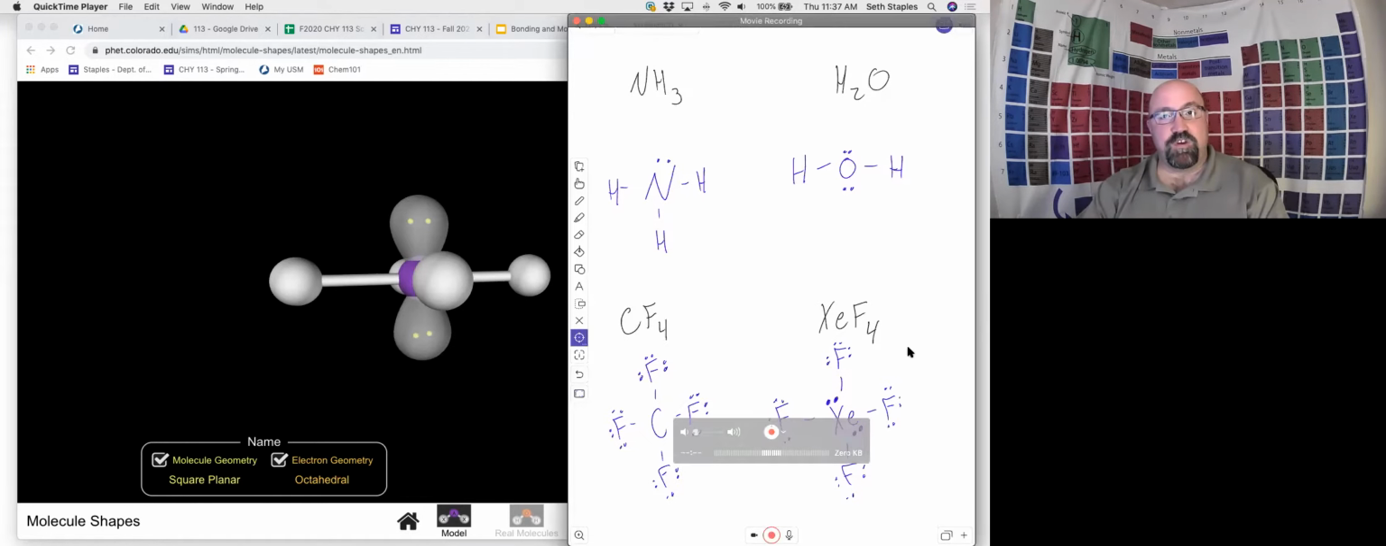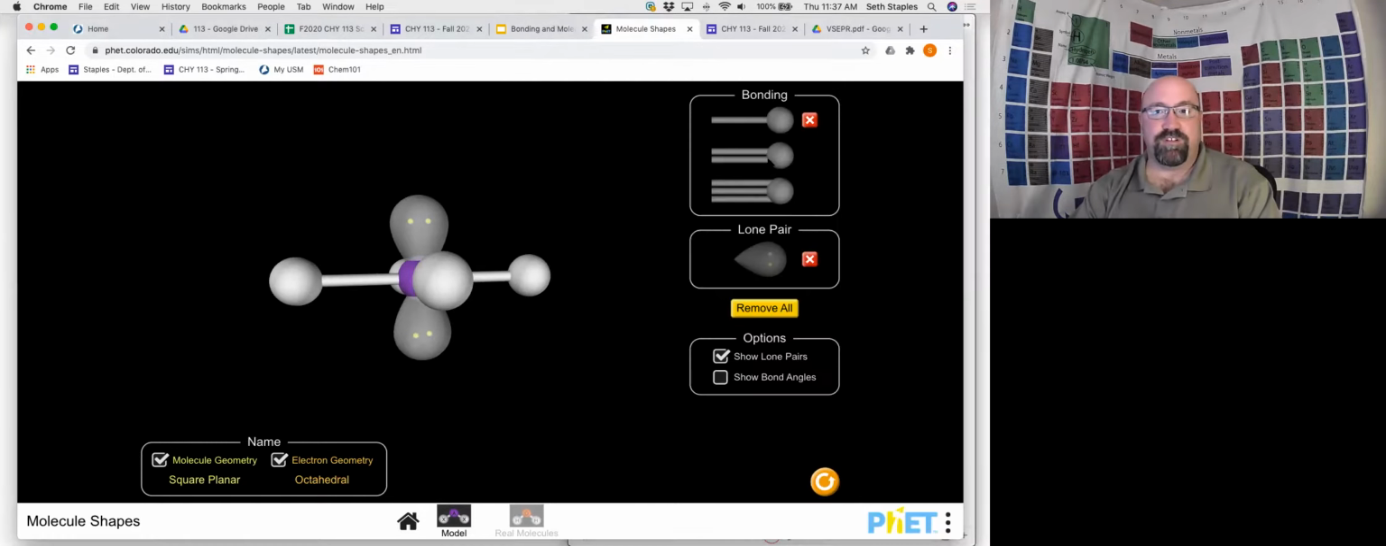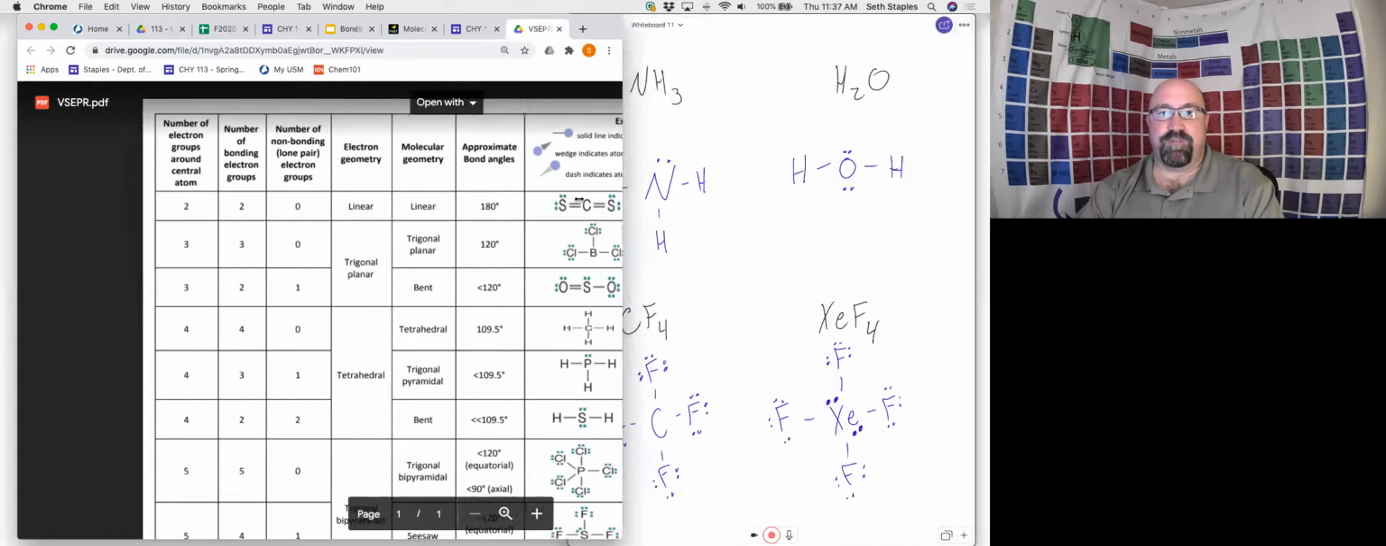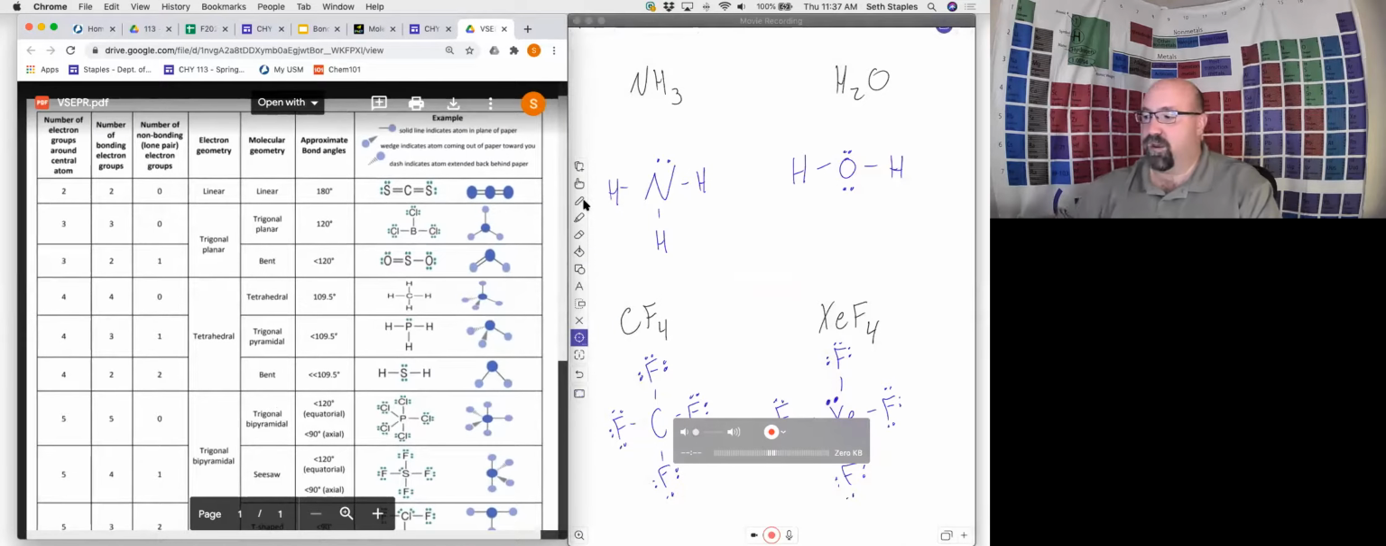Now let's just use our chart a little bit. Actually, let's use the chart. We've already looked at these examples, but let's use our VSEPR chart, see how we would actually use this once again in determining the shapes of these molecules that we did in the very beginning.